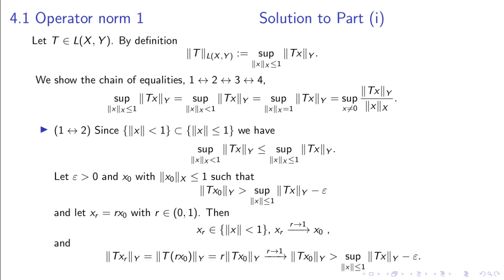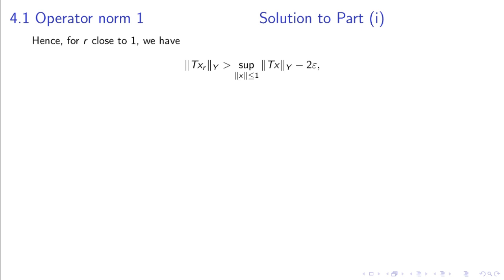Because T is linear, the norm of Tx_r equals r times the norm of Tx0. As r tends to 1, the norm of Tx_r tends to the norm of Tx0, which is within epsilon of the supremum over the closed unit ball. Hence, for r sufficiently close to 1, the norm of Tx_r is strictly greater than the supremum over the closed unit ball minus 2 epsilon.